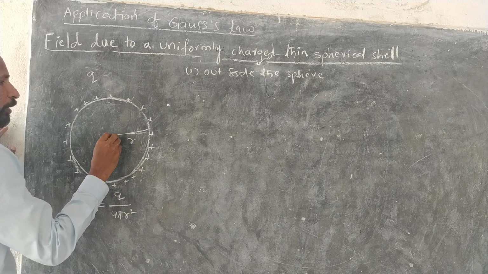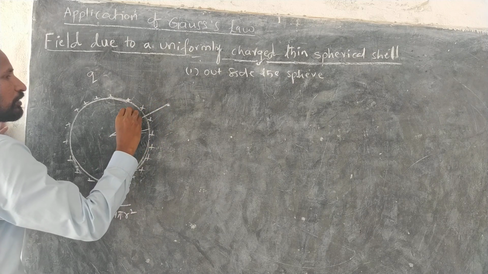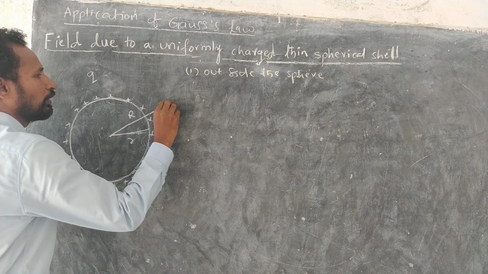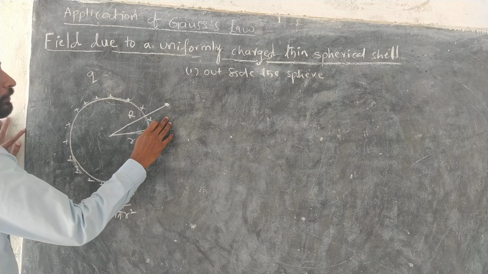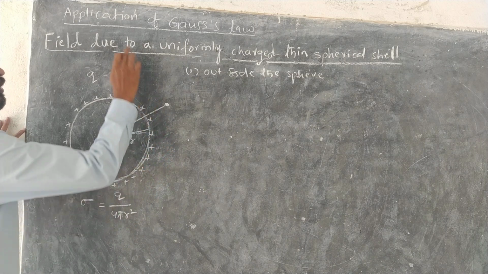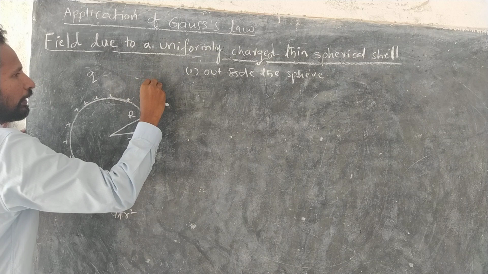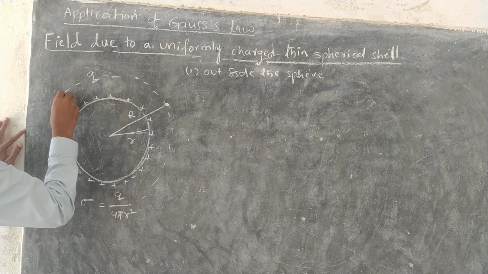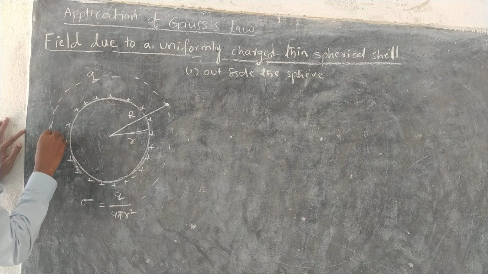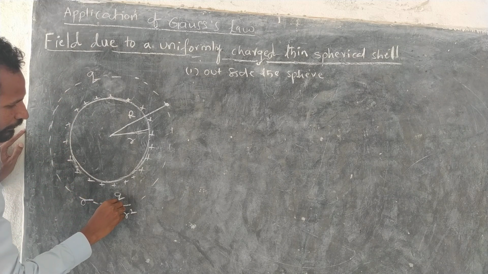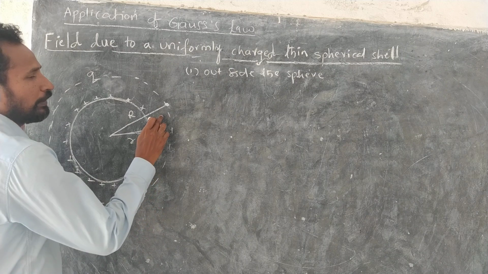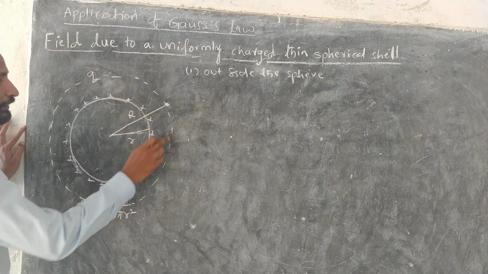Now this point from the center of the sphere, distance is capital R. To find out the electric field at this point, what do we do? According to Gauss law, we need to draw a Gaussian surface which is spherical in shape. Reason? The Gaussian surface has to enclose the charged body. Now this Gaussian surface is enclosed. Clear?